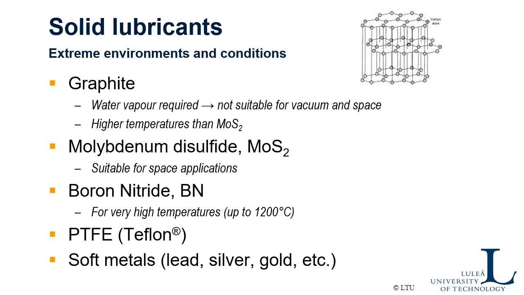And finally, the soft metals like lead, silver, gold. Lead is also possible to shear in this way. So it's soft enough. It's a metal, so it carries the load in a good way, but it's easy to shear. So it behaves a little bit like a lubricant then. But of course the friction will be high, and you continuously move around the lead and the silver if you have that in the contact. But in some applications it can be useful.